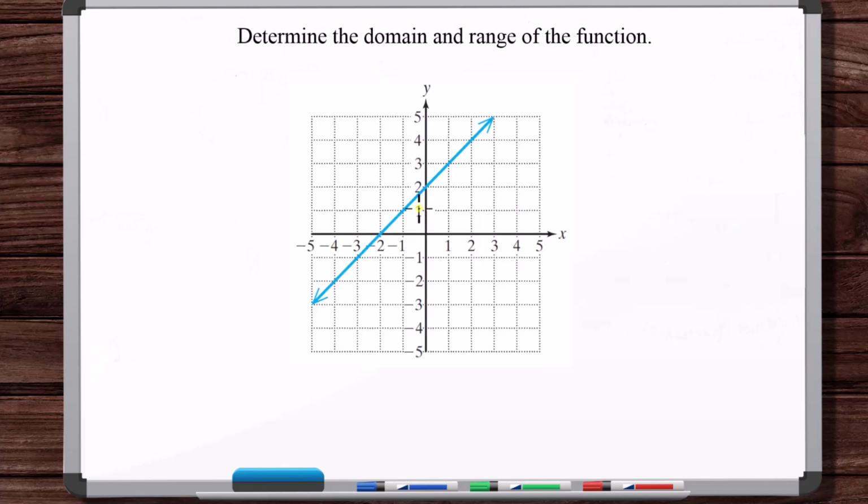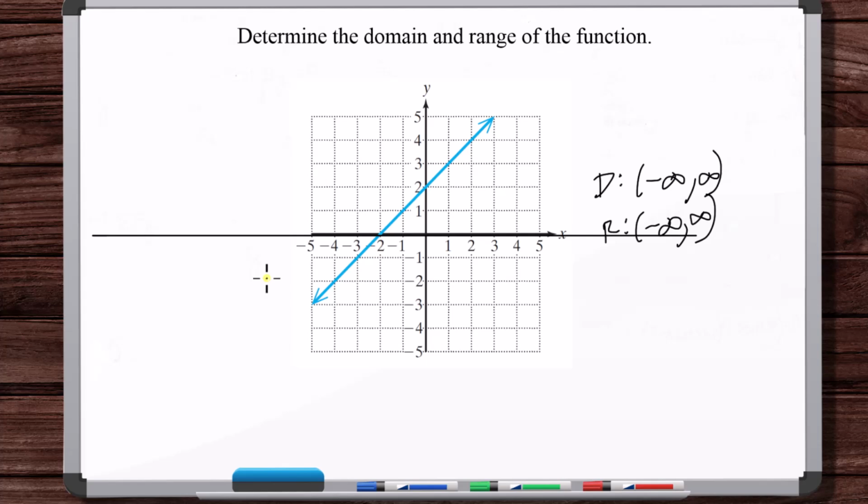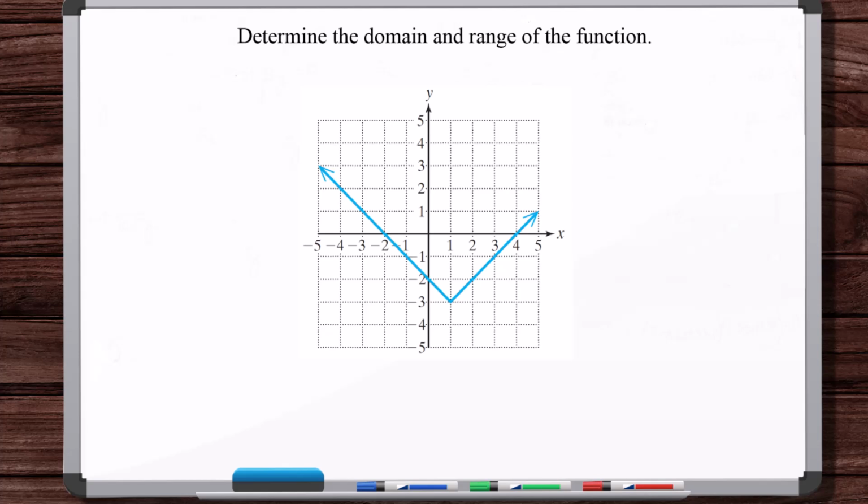Okay, here the domain and range is all real numbers. The domain is minus infinity to infinity. The range is minus infinity to infinity. You can see, you can input anything on the x-axis, and you're gonna be able to get anything on the y-axis. Okay, let's see. Here, the domain is you can input anything. But the range is not going to be less than minus 3. You can get minus 3, but nothing less than minus 3, but anything above minus 3.